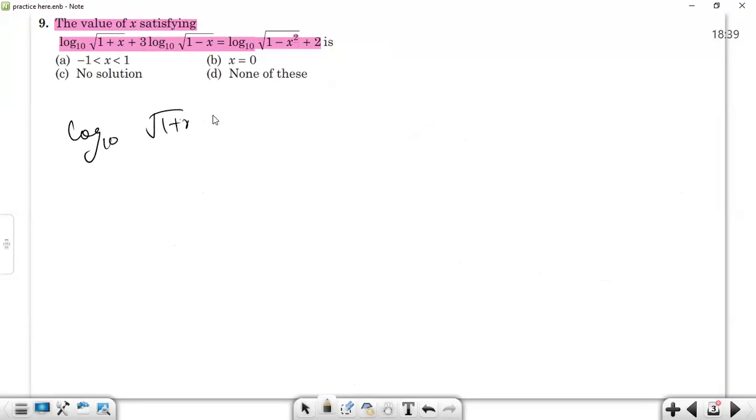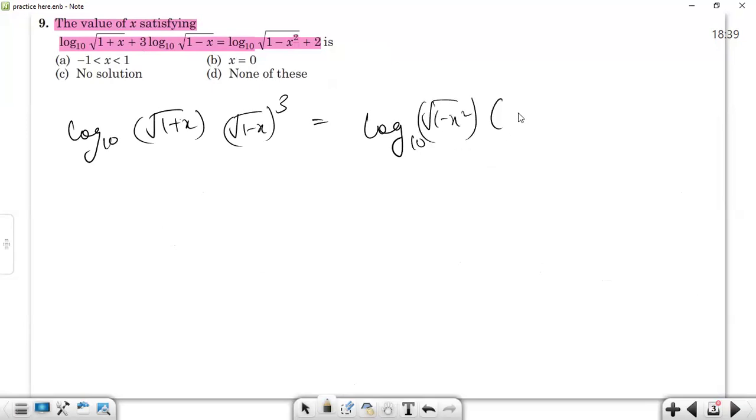Square root of 1 plus x into square root of 1 minus x raised to power 3 equals logarithm of 10 to the square root of 1 plus x square into 10 raised to power 2. Why so? We have changed 2 to logarithm of 10 raised to power 2 to the base 10. Understood everything till yet? Yes, sir. So after taking antilog, logarithm will vanish.